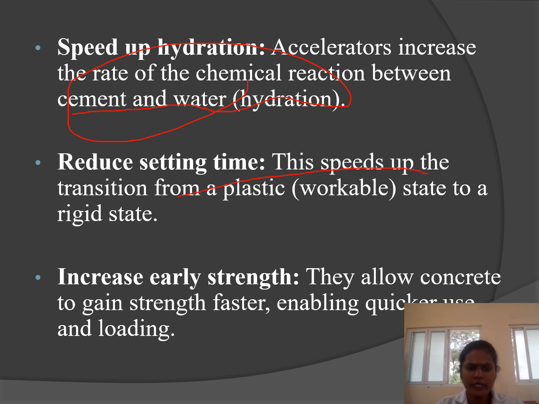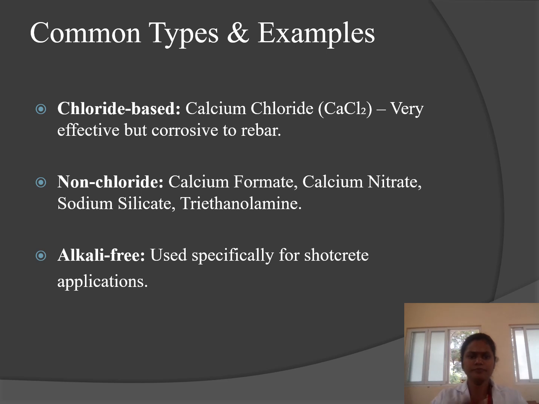Next, increase the early strength. This allows concrete to gain strength faster, enabling quicker use and loading. Next, common types and examples. First, chloride based, with the chemical formula CaCl2, very effective but corrosive to rebar. Next is non-chloride based.